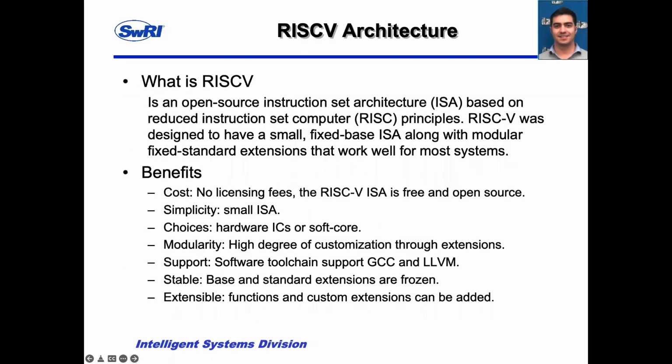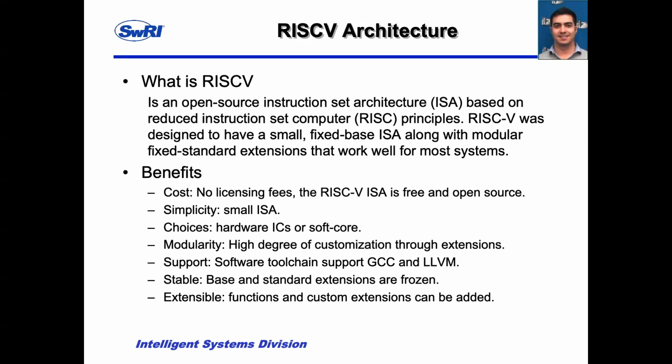So what is RISC-V? RISC-V is an open source instruction set architecture based on reduced instruction set computer principles. RISC-V was designed to have a small fixed base ISA along with modular fixed extensions that work well with most systems. Some of the benefits of RISC-V is the cost: no licensing fees. The RISC-V ISA is free and open source.